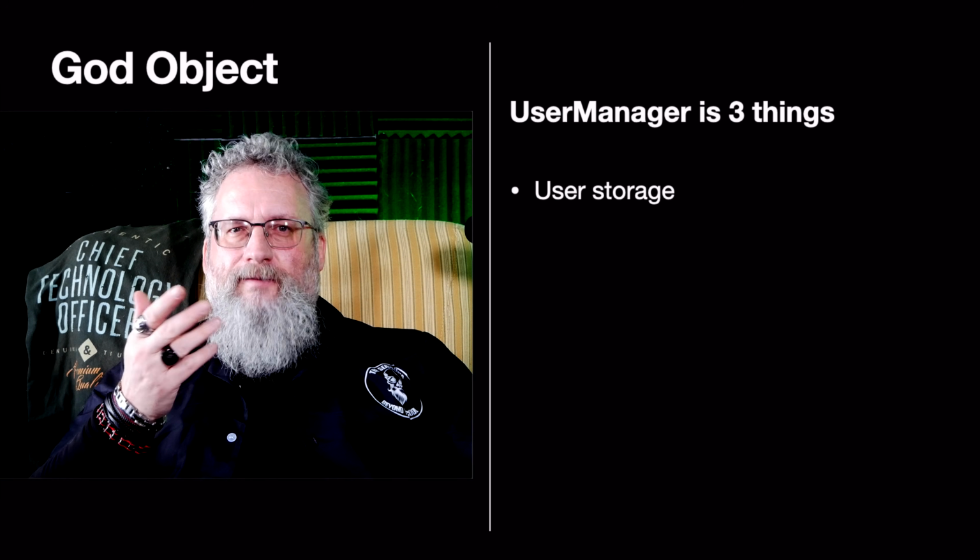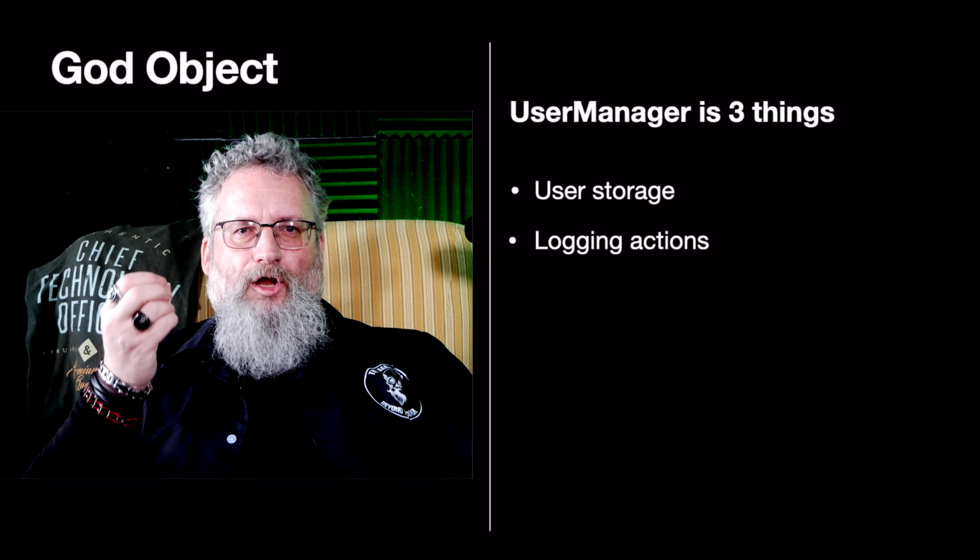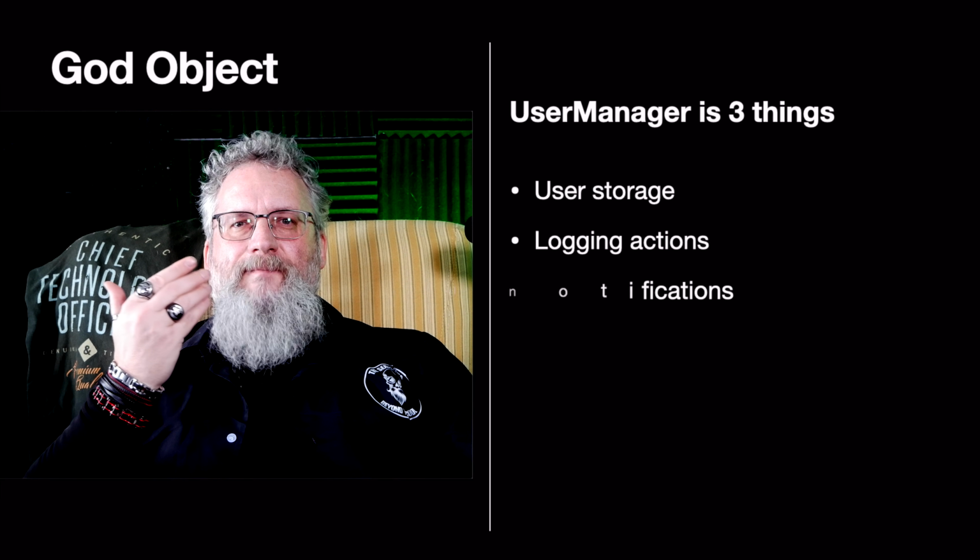Good news, you don't need to rewrite everything. Start with 3 key fixes. Step 1, identify core responsibilities. What should this class be doing? What shouldn't it? In this case, UserManager is actually 3 different things. It does user storage, database operations, it does logging actions, and it does email notifications. Time to split it up.